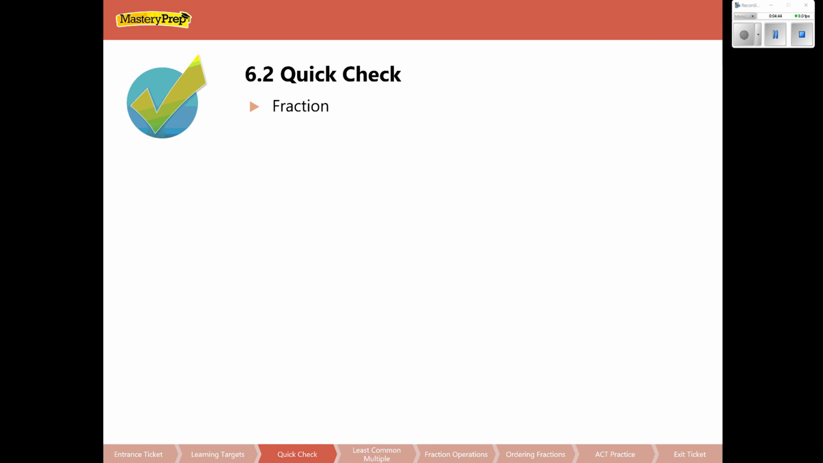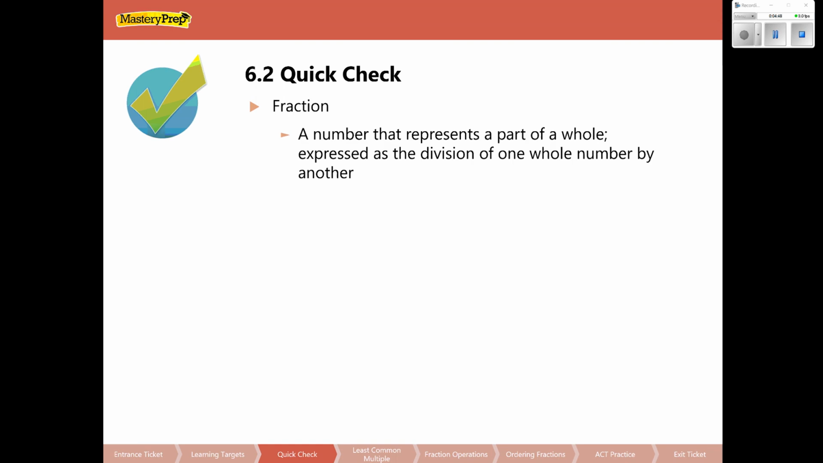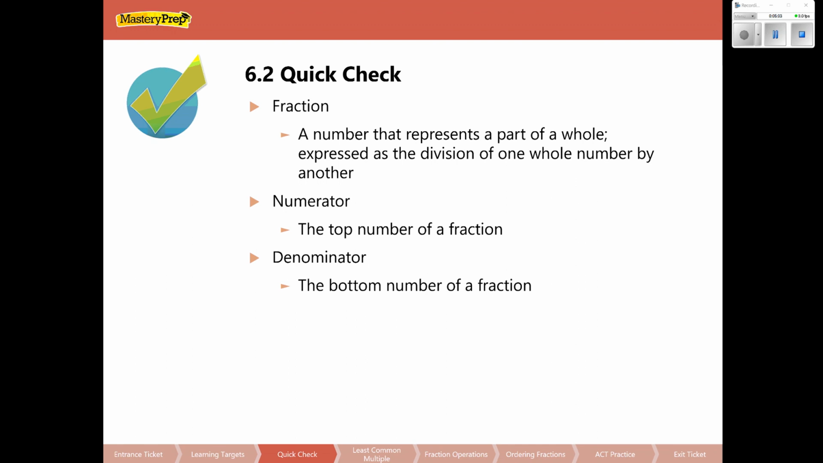Now, when we look at the quick check, the first thing we're looking at is fractions, because that's the main part of this lesson. A fraction is a number that represents a part of a whole, expressed as the division of one whole number by another. The numerator is the top of the fraction. The denominator is the bottom of the fraction.